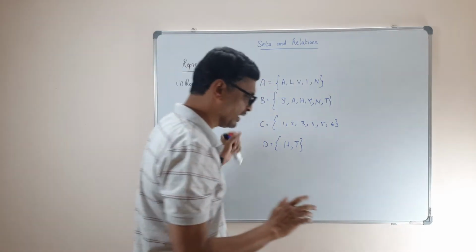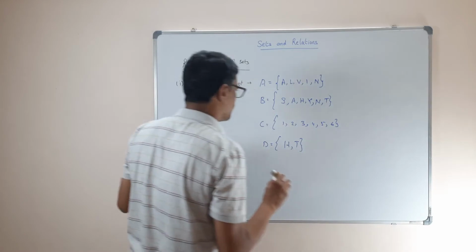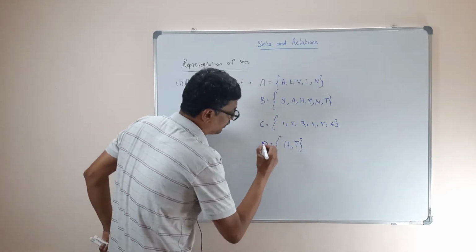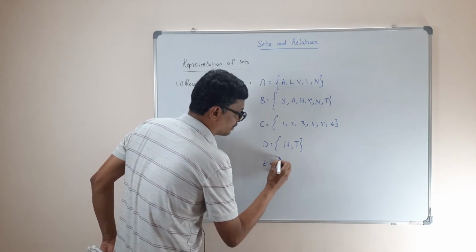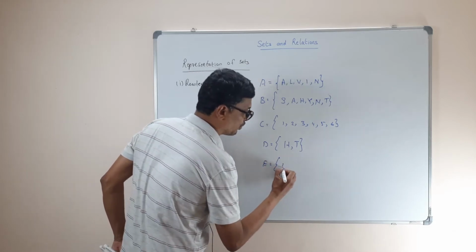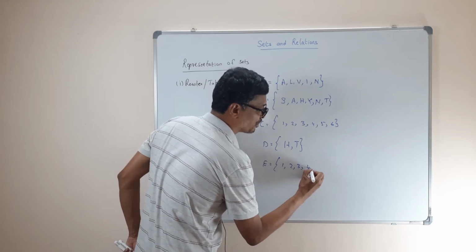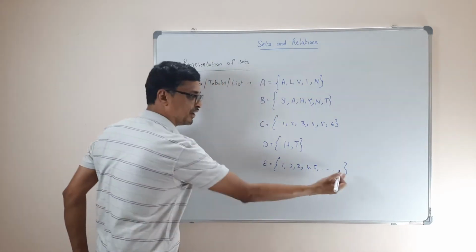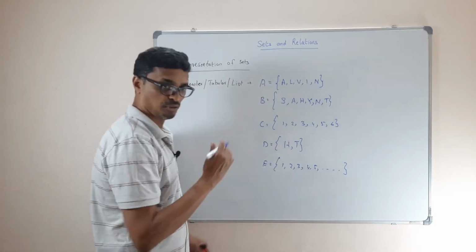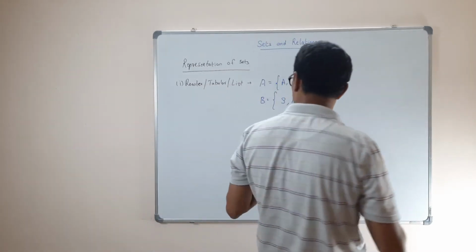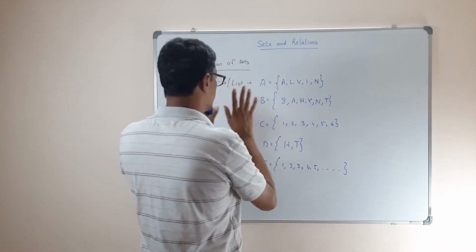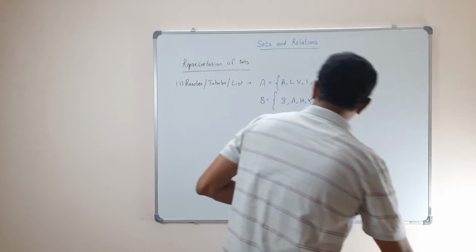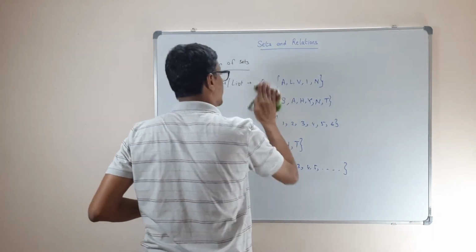This is simple, but many times you can have one more thing also. For example, if it is the natural numbers, what will be? 1, 2, 3, 4, 5, dot. If it is infinite, you can put 2 dots, that is continuous. So this is the way you can represent the set in a simpler form: roster form or tabular list form.